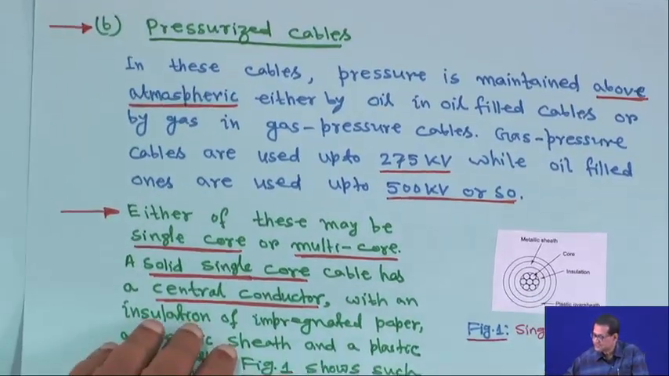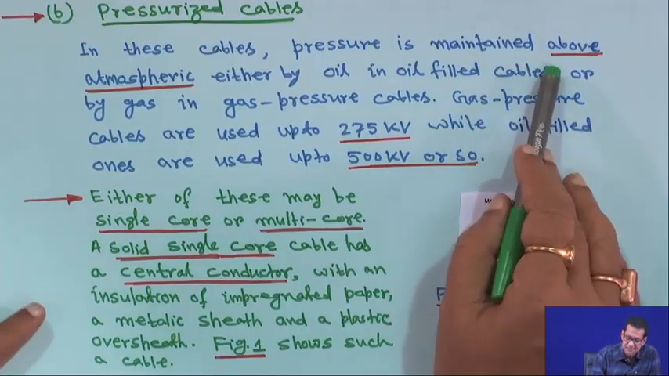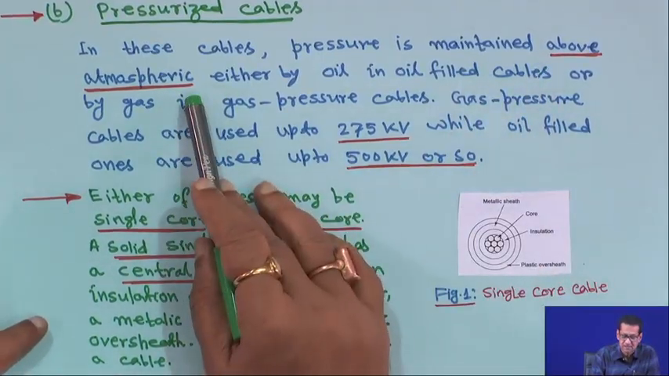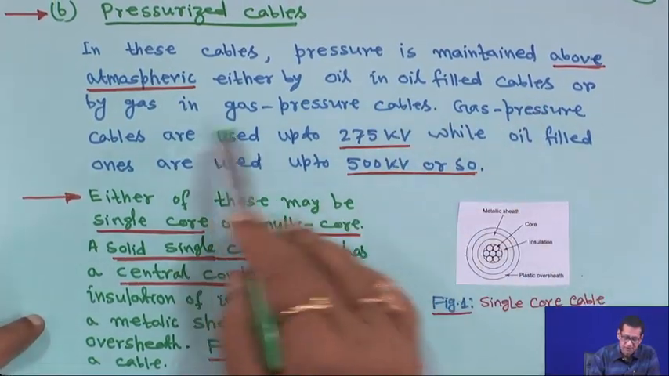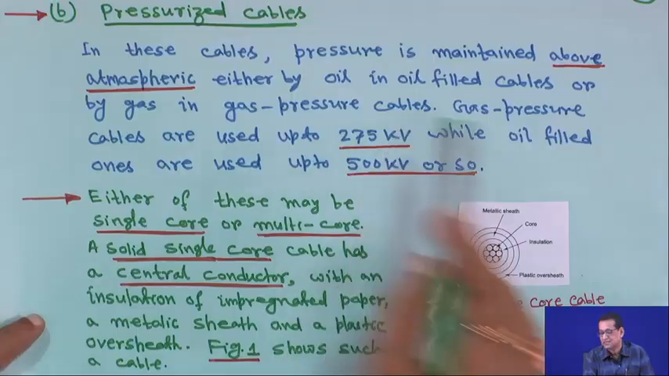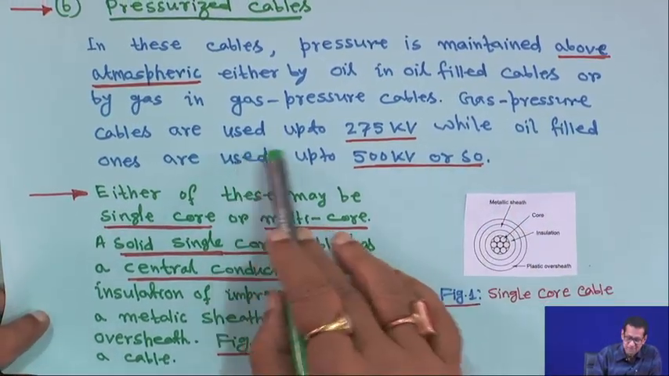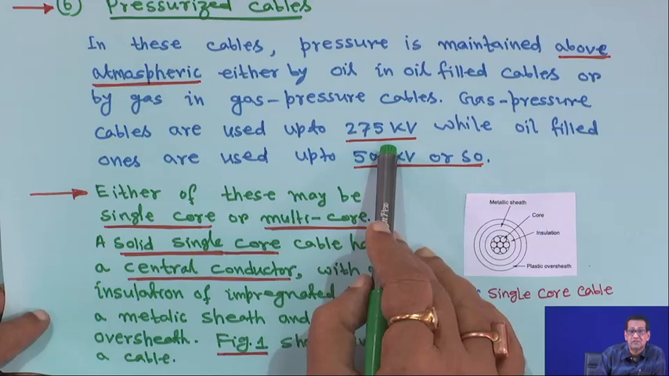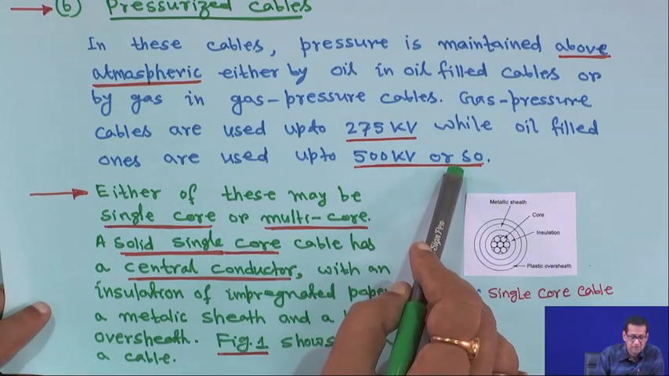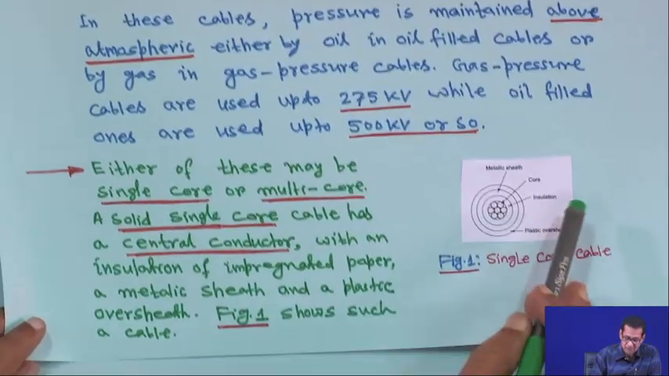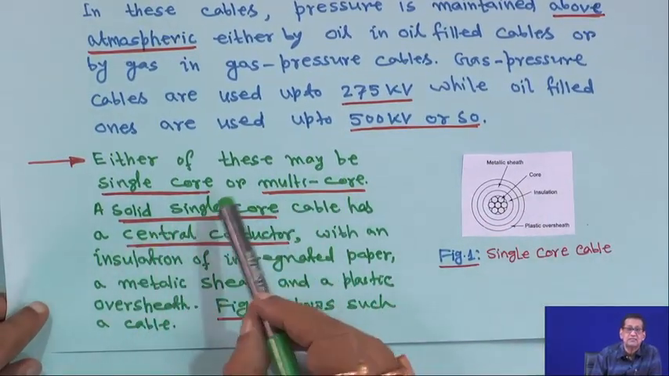Next are pressurized cables. In these cables, pressure is maintained above atmospheric, either by oil in oilfield cables or by gas in gas pressure cables. I will show you one diagram of the oilfield one. Gas pressure cables are used up to 275 kV, while oilfield cables are used up to 500 kV or so. Either of these may be single core or multi core cable, right.